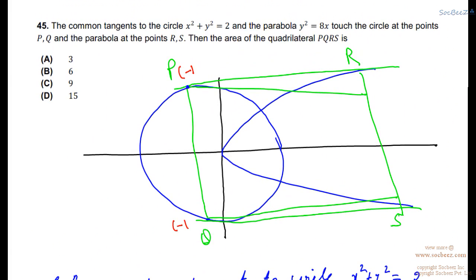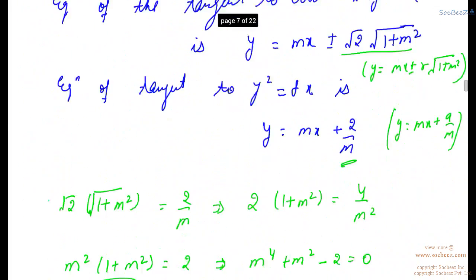Now since x equals minus 1, if you put x equals minus 1 here, then y square equals 2 minus 1, or y square equals 1, which gives us y equals plus minus 1. So this point is plus 1, and this point is minus 1. Okay, so the points P and Q, we have got it.